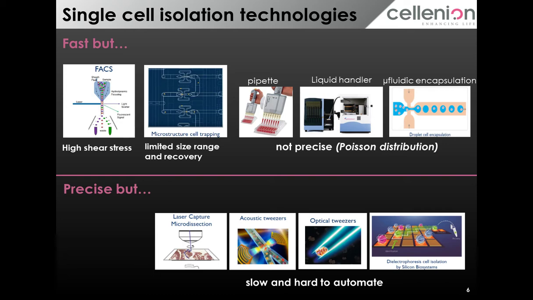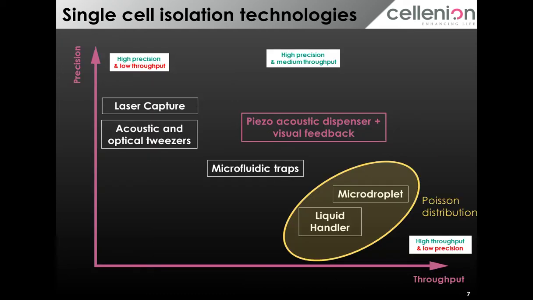Another way of seeing those types of technology is on a plot. We've plotted the precision versus the throughput. On the bottom right, you can see the technologies that follow Poisson distribution, microdroplet generation, and traditional liquid handlers. And on the top left, technologies that are precise but slow, such as laser capture and acoustic and optical tweezers. The technology that we have developed stands in between those, so it offers a very good precision while maintaining a fairly high throughput, and it is based on piezoacoustic dispensing and visual feedback.